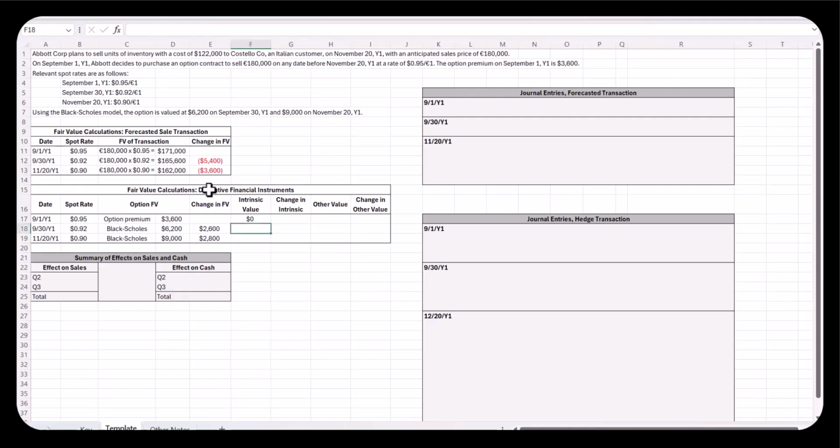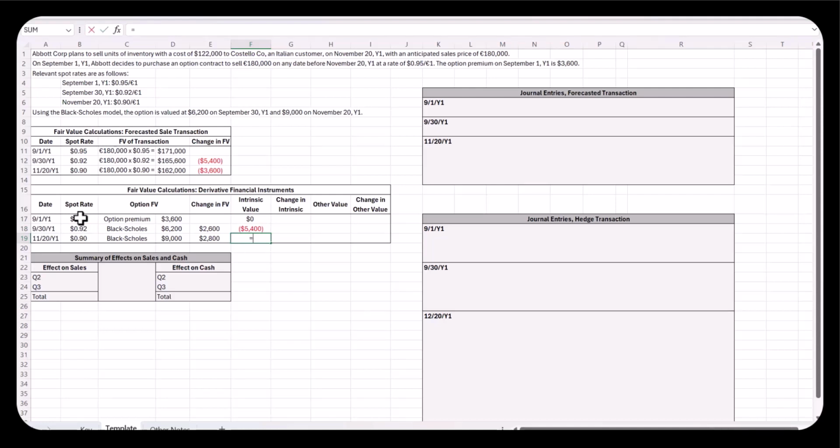Now let's calculate the intrinsic value as of September 30th. This is going to be based on the difference between the spot rate on September 30th and the spot rate on September 1st. The spot rate was at 92 cents here in B18, and this is a change from the 95-cent rate in B17. We'll multiply that by the number of units of currency that we're going to exchange, and we'll have an intrinsic value of negative 5,400 here.